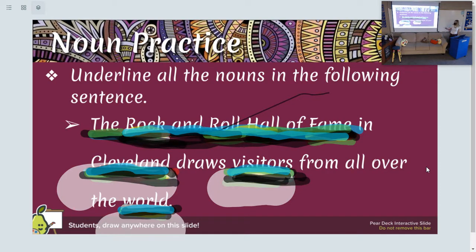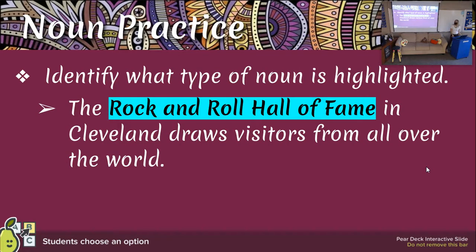So the first one is the Rock and Roll Hall of Fame. We know that whole thing is a noun because it's the name of a place. Cleveland is the name of a place, so that's a noun. Visitors would be a collective noun, right? It refers to a group of people, so that's a noun. And then world, it's a thing, so that's a noun as well. Nicely done.